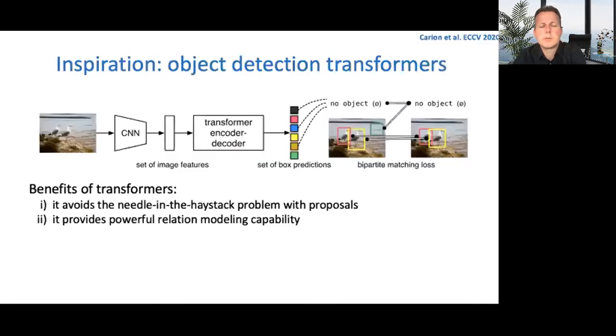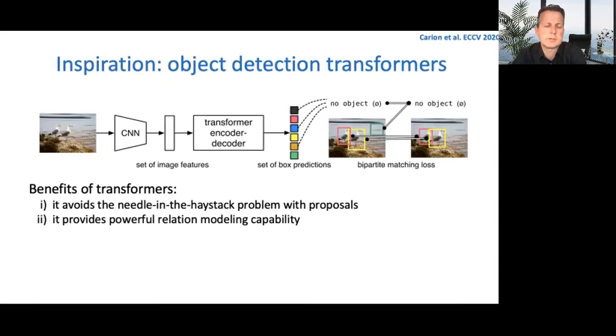Now, for our approach, we are inspired by object detection, like so many approaches in activity recognition. In particular, we look at the object detection transformer DETR by Carion et al., proposed at ECCV 2020. Transformers for object detection have some nice properties, because they avoid the needle in the haystack problem that proposal-based methods typically have.